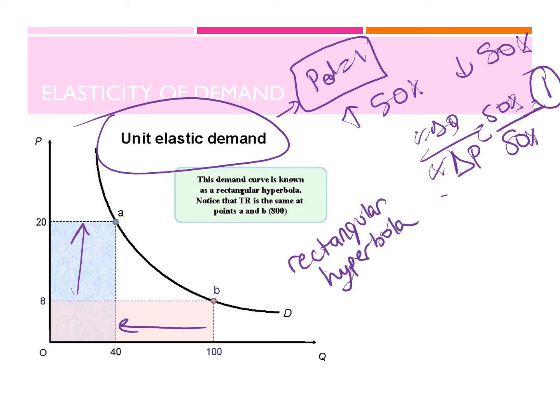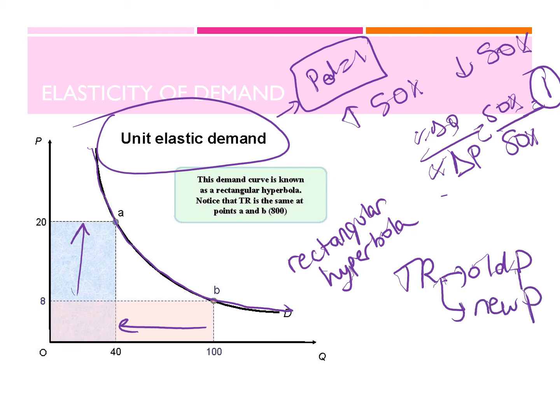What does that mean? Any rectangular area under this curve would be equal to the other rectangular area. Let us calculate, for example, my total revenue at the old price and at the new price. At point A, 20 times 40 gives a total revenue of $800. At point B, 8 times 100 is also equal to $800.